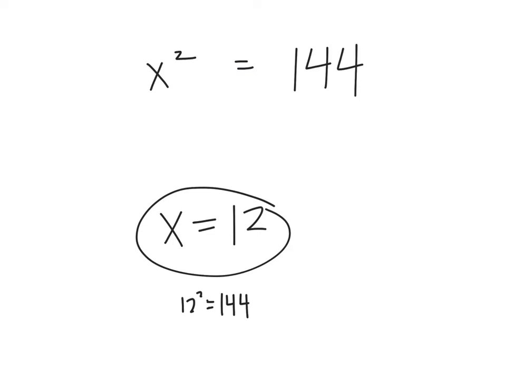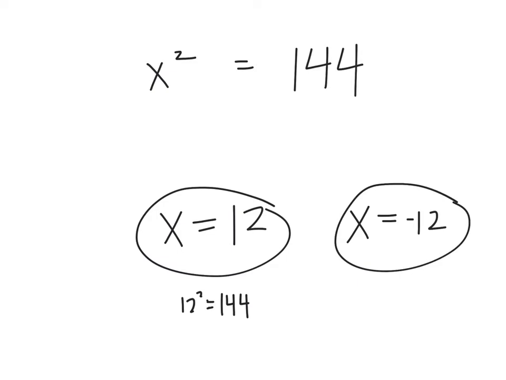Because if you think about it, when we take a negative number and square it, a negative times a negative is also a positive. So technically, there are 2 answers to this, and the other answer is negative 12. Because if we do negative 12 squared, we get 144.